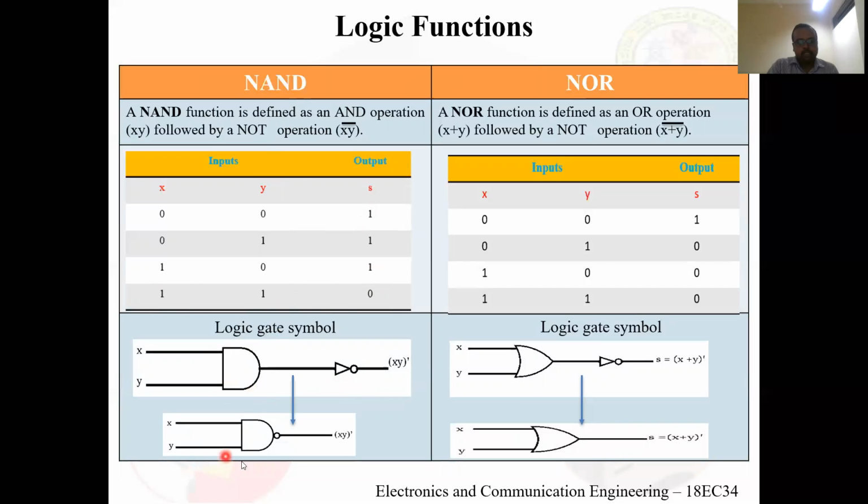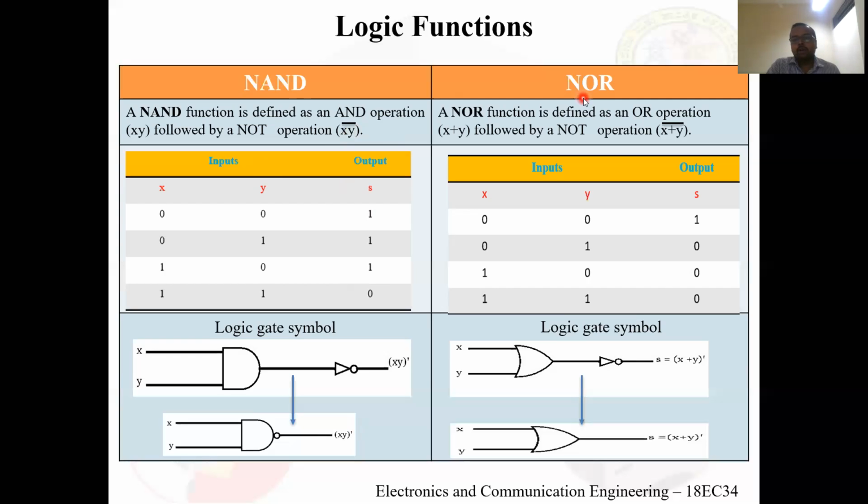So what is the logical symbol for a two input NAND here? X and Y are the input variables. And you can see here it is represented as XY with a prime symbol, or you can represent it by a bar here as it is shown here.